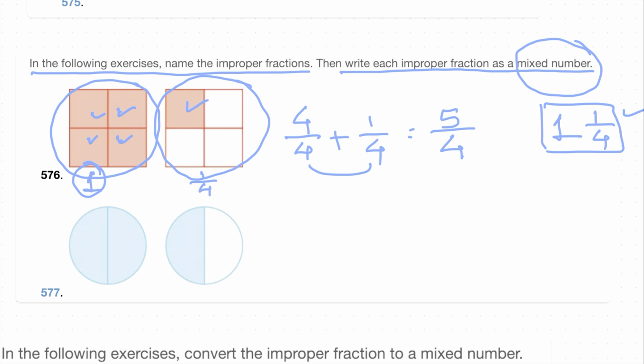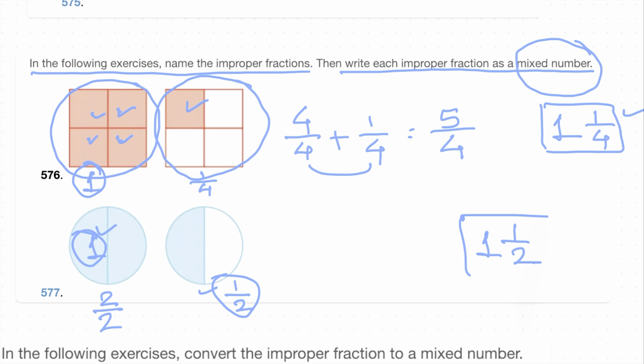Now in the second one also there were 2 parts and both were shaded, so we can write it as 1 whole, and in the second diagram 1 part is shaded out of the 2. So if we want to write it as a mixed number, it will be 1 whole, and in the second diagram 1 out of 2. So this is our mixed number for the second question. I hope you have understood this.